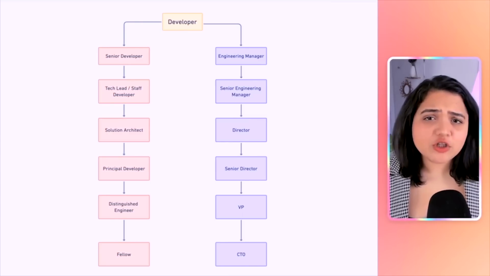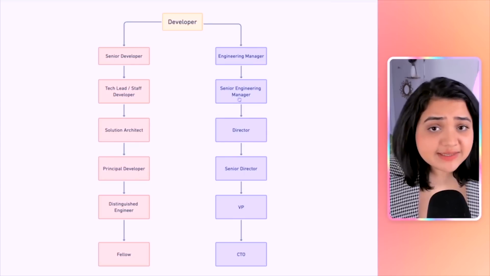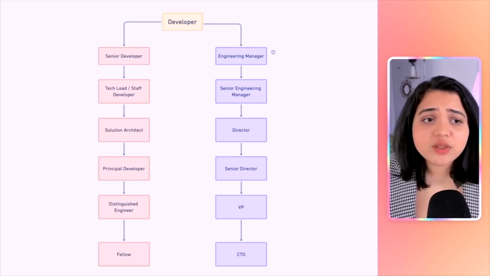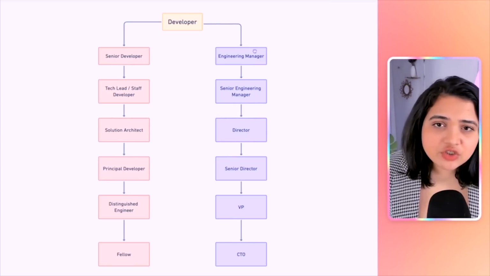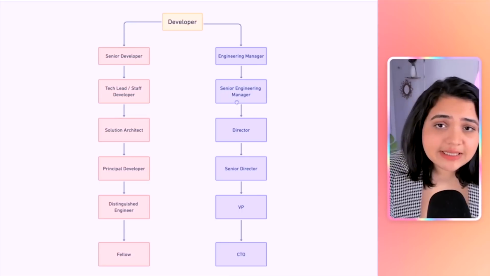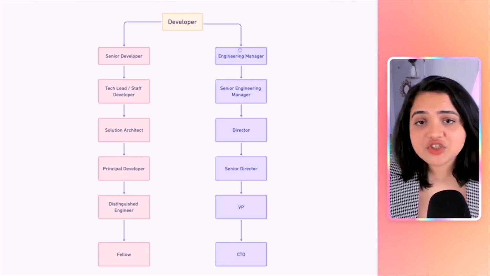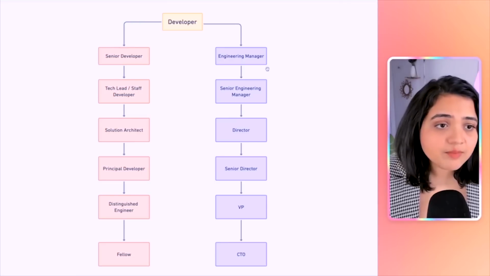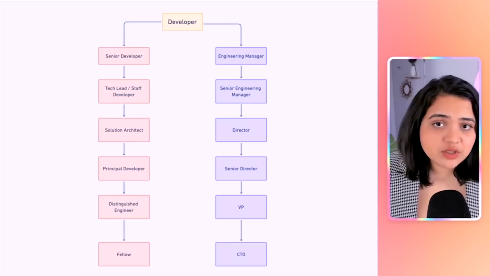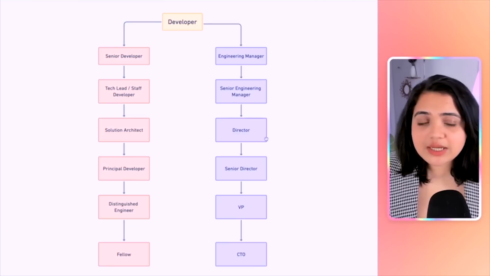So what does growth look like after you become an engineering manager? Well, you can become a senior engineering manager, and the difference between the two is that an engineering manager leads a team of developers, whereas a senior engineering manager leads a team of managers. So they have several engineering managers reporting under them. I have been both an engineering manager and a senior engineering manager, and I was working towards being a director.